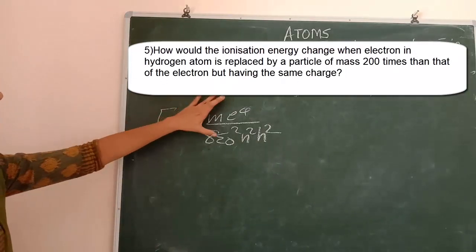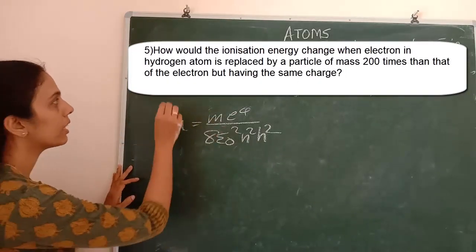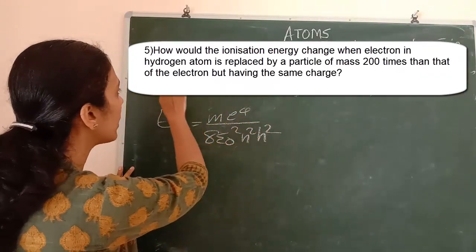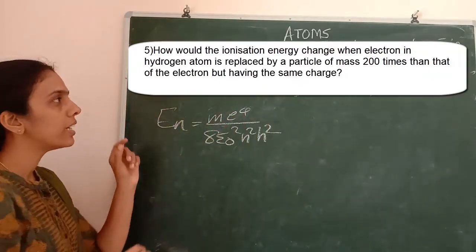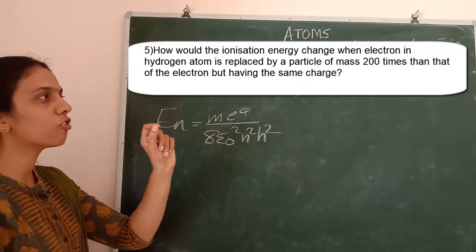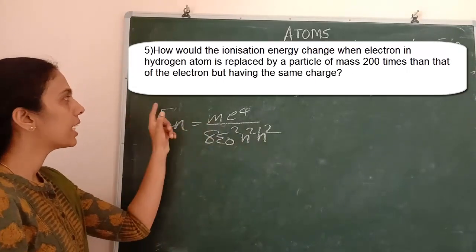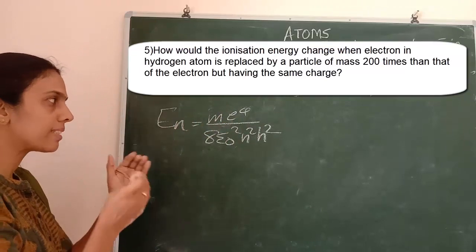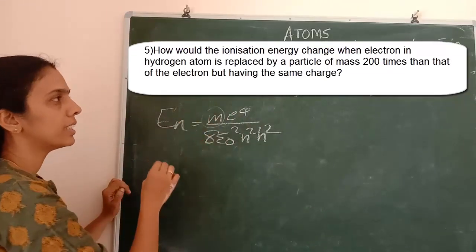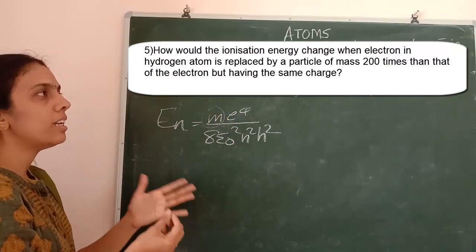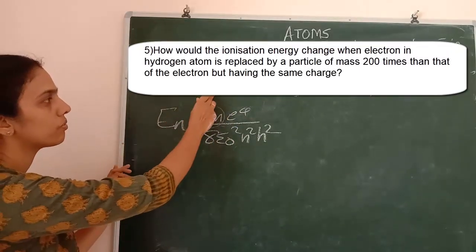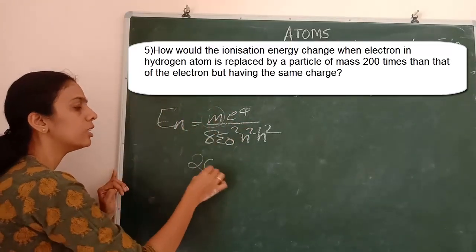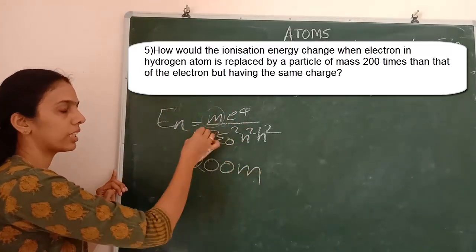So here, how is the mass varying? See, how would the ionization energy change when an electron in a hydrogen atom is replaced by a particle of mass 200 times that of the electron? We are replacing the mass of the electron, just increasing it. Instead of m, we are giving 200 m.